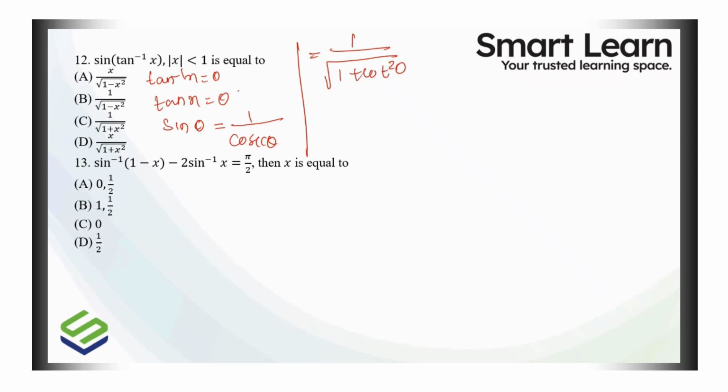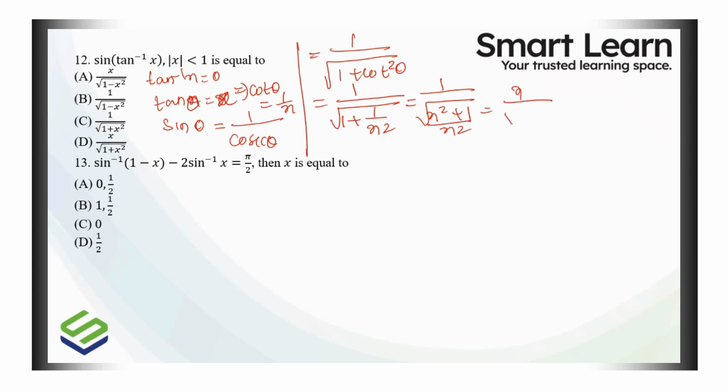Tan inverse x is theta, tan theta is x, okay, tan theta is x, that means what is cot theta? Cot theta is 1 by x, 1 by x. So this you can write as root of 1 by 1 plus 1 by x square. That is 1 by root of x square plus 1 by x square. That is x by root of x square plus 1. That is your D option.